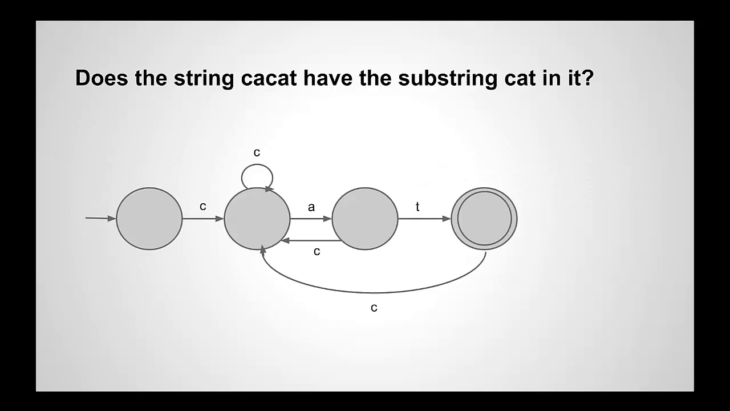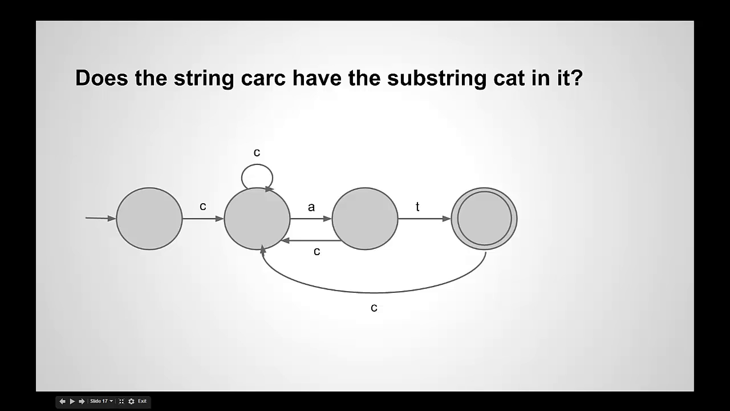So here's an example. Does the string CACAT have the substring cat in it? And here is a DFA to recognize cat. We start off in the first state with the empty edge connecting to it. The first character read in is a C, which takes us to the second state, and then an A, which takes us to the third state, another C which takes us to the second, an A which takes us to the third, and then a T which takes us to the accepting state. This means that cat is a substring of CACAT.